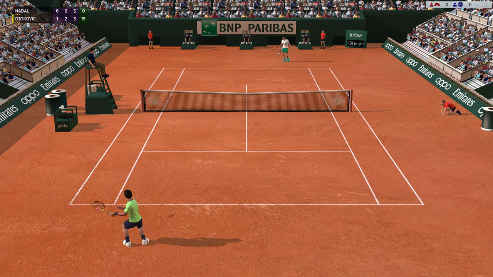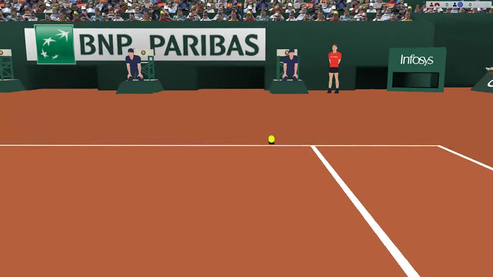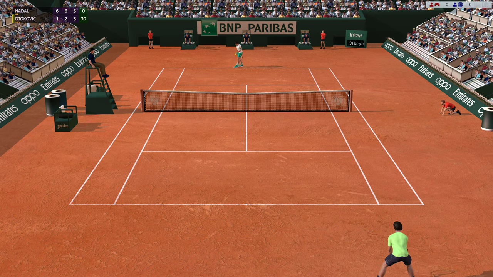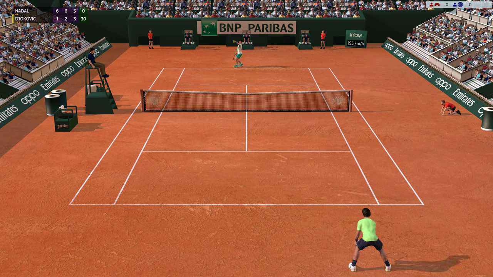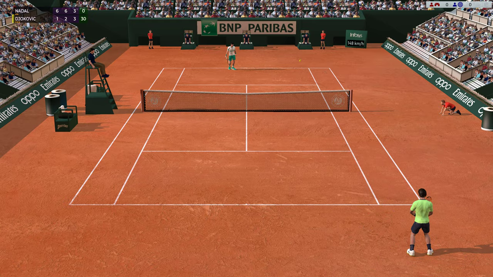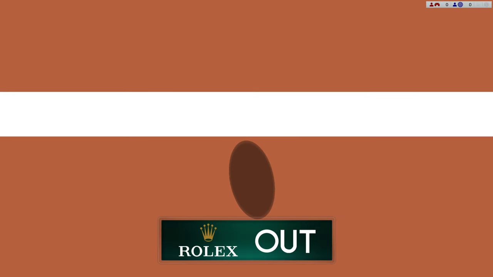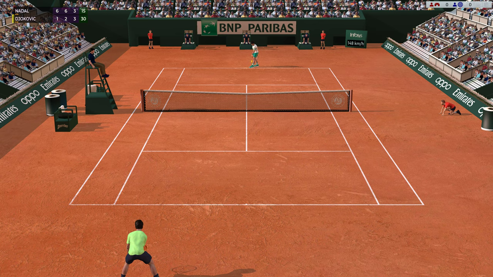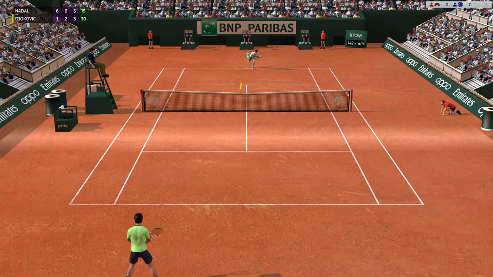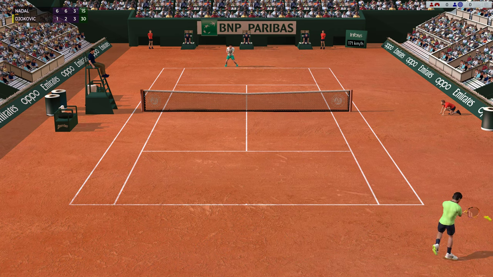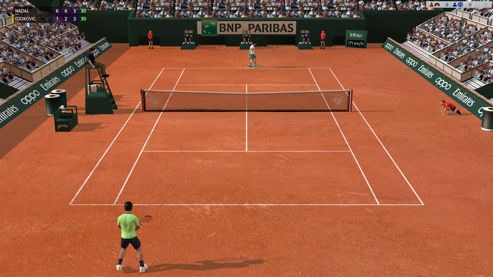15-15. Nadal is challenging the call on the left baseline. The ball was called out. 30-love. Is challenging the call on the right service line. The ball was called out. 30-15. All.